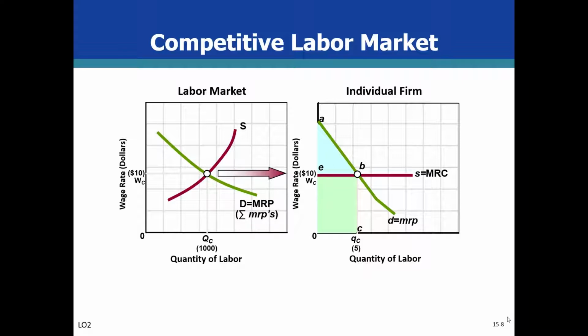The individual firm on the right must pay this equilibrium wage rate for the 5 workers that they need, as no individual firm can influence the market wage rate. The marginal resource cost, MRC, is a flat $10 in a competitive market, as each new employee gets the same wage. The individual firm maximizes its profit where MRP equals MRC.